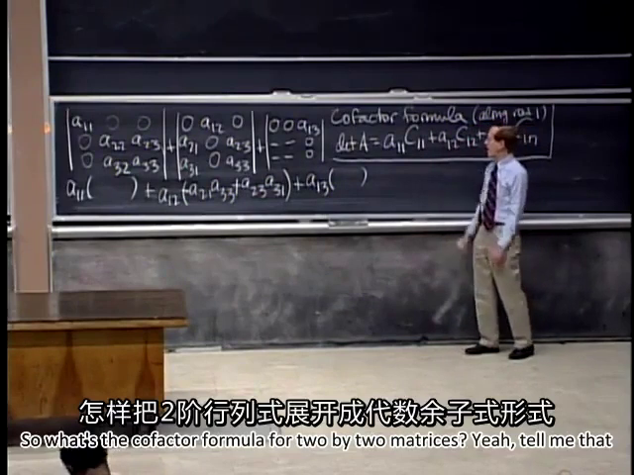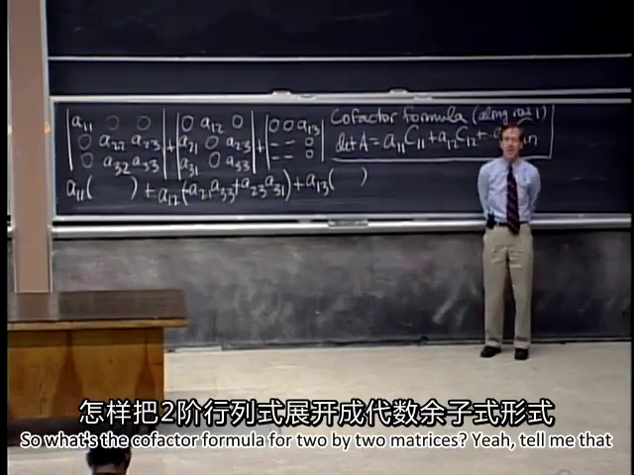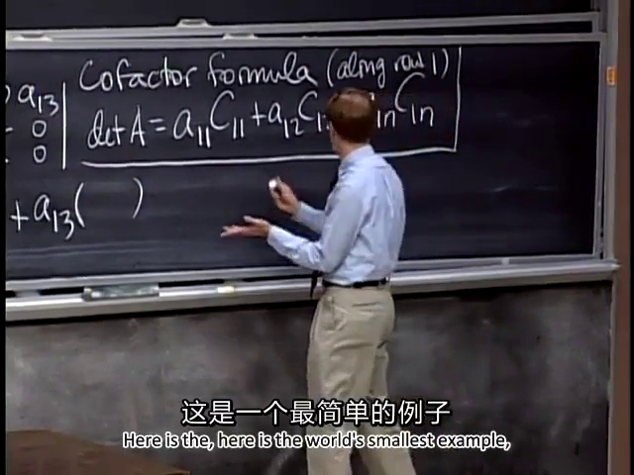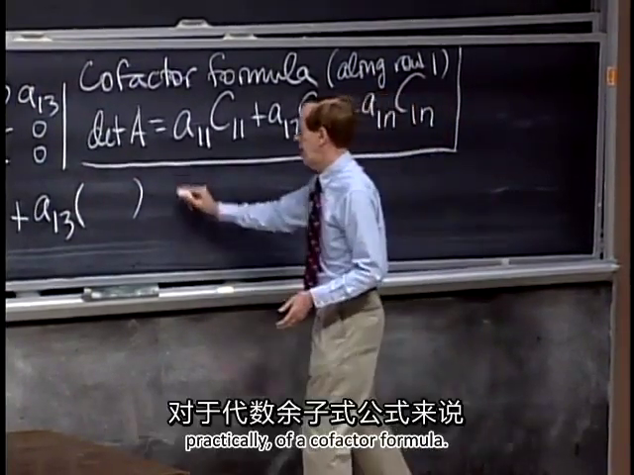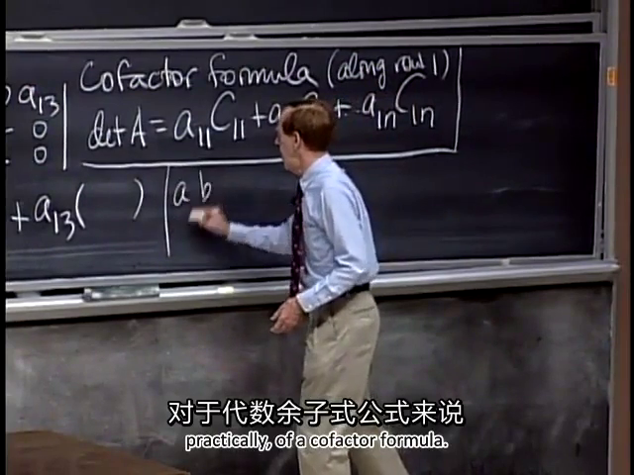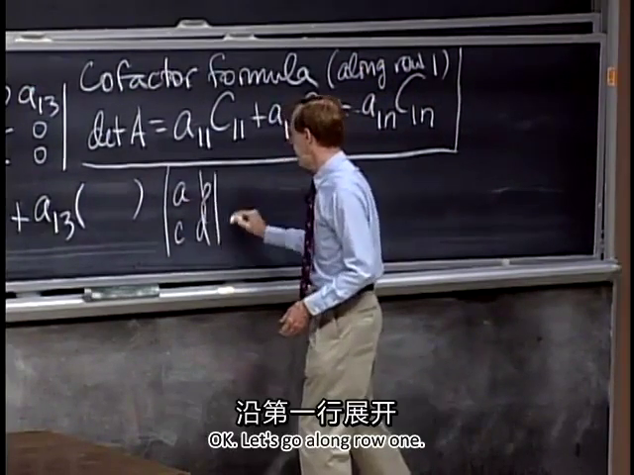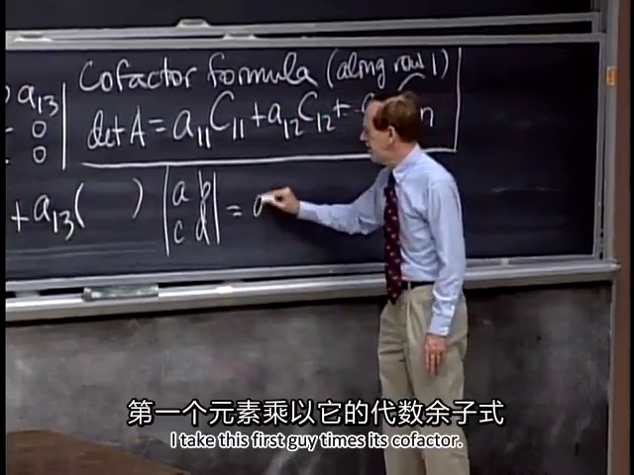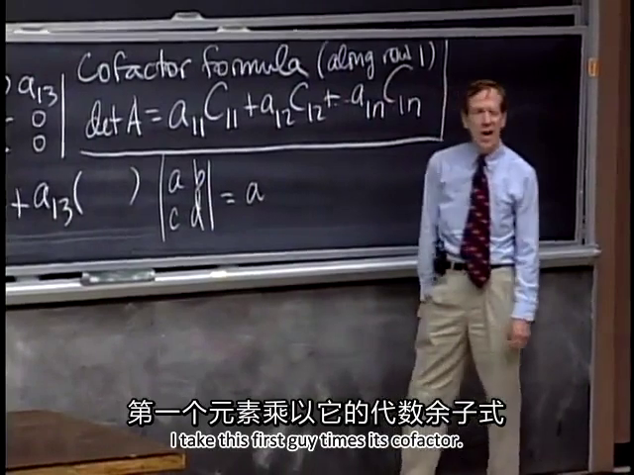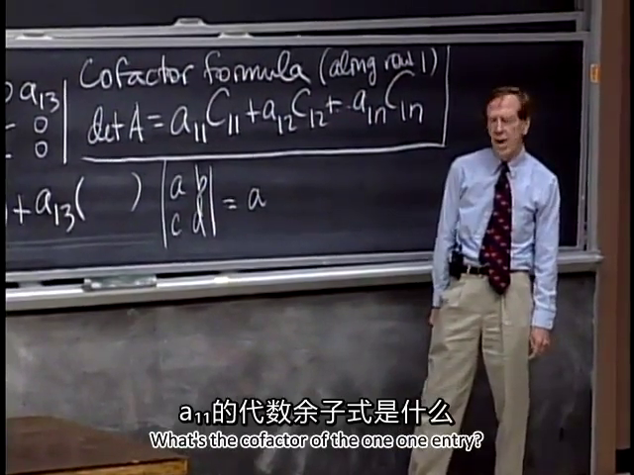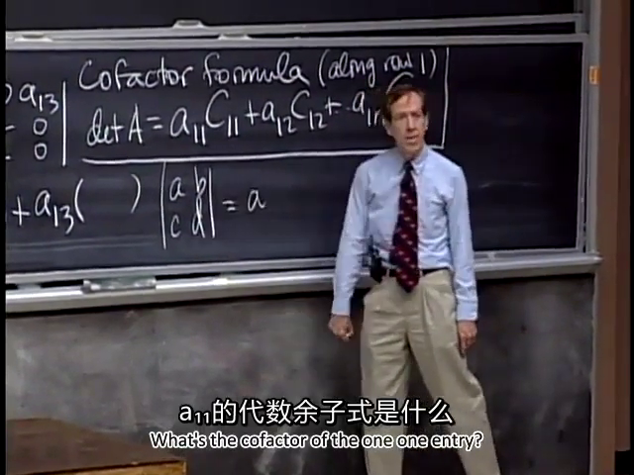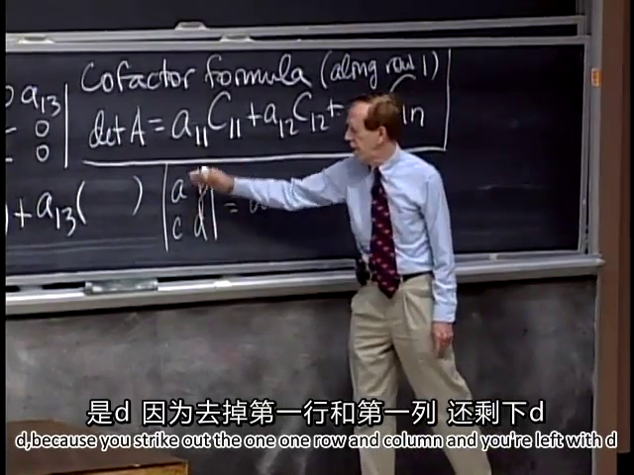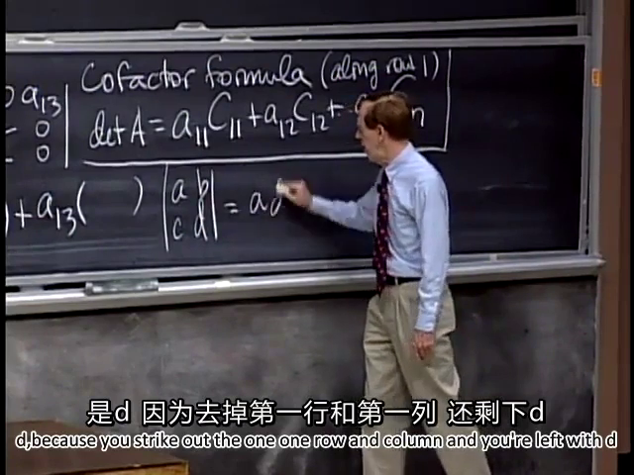So what's the cofactor formula for 2 by 2 matrices? Yeah, tell me that. So here's the world's smallest example, practically, of a cofactor formula. Okay, let's go along row 1. I take this first guy times its cofactor. What's the cofactor of the 1, 1 entry? D, because you strike out the 1, 1 row and column, and you're left with D.